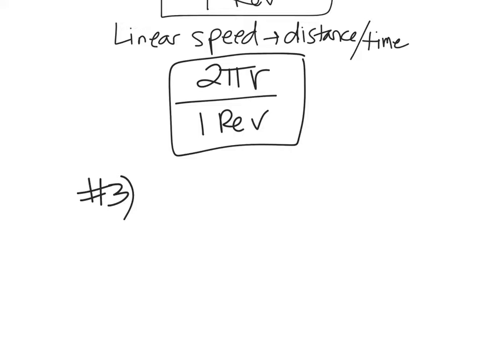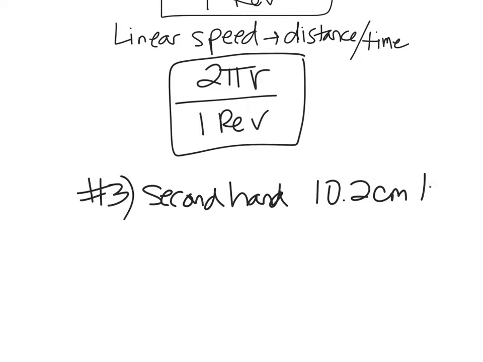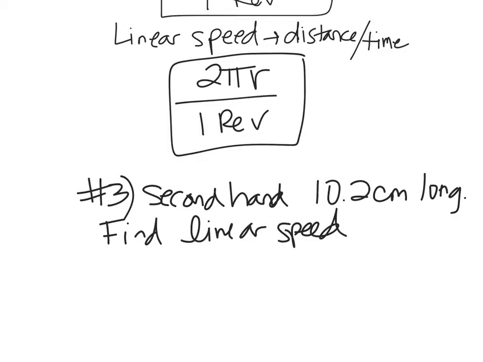All right, we're going to find the speed of the second hand of a clock. Okay? So it says here that the second hand of a certain clock is 10.2 centimeters long. We are going to find the linear speed of the tip of the second hand, okay, the linear speed, in centimeters per second.